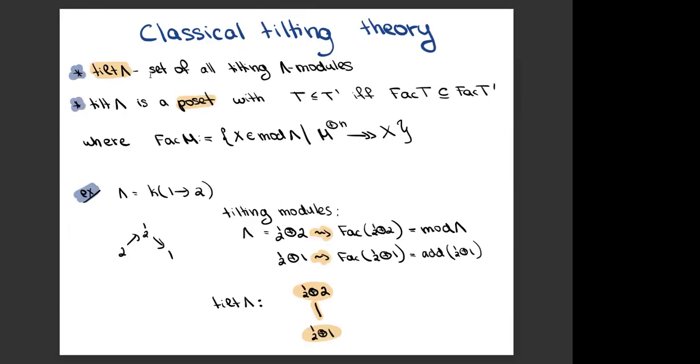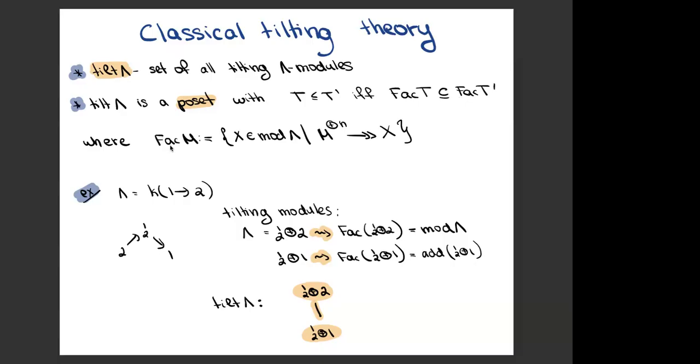And then by tilt lambda, we're going to denote the set of all tilting lambda modules. This is a poset, and the order is defined as follows. We say that one tilting module T is less than or equal to another T prime if and only if there's this containment of FAC, where FAC of T is contained inside of FAC of T prime.